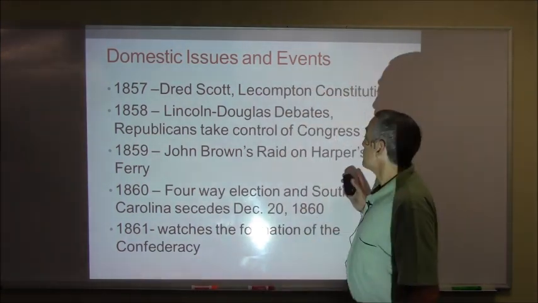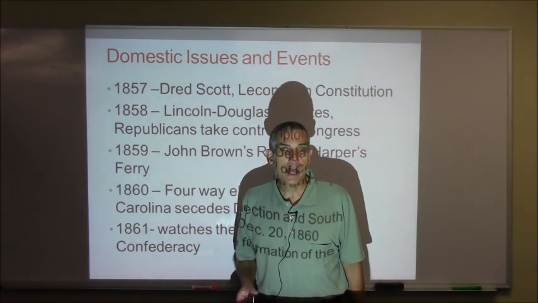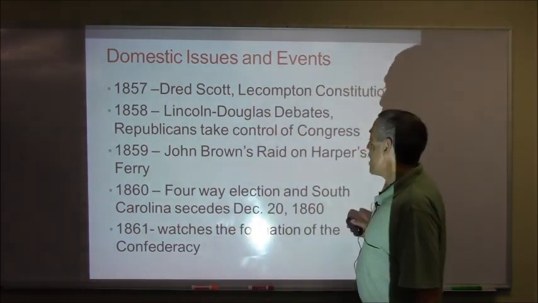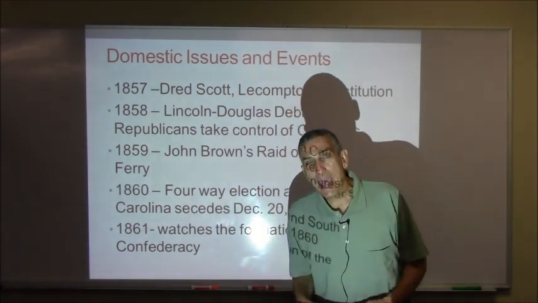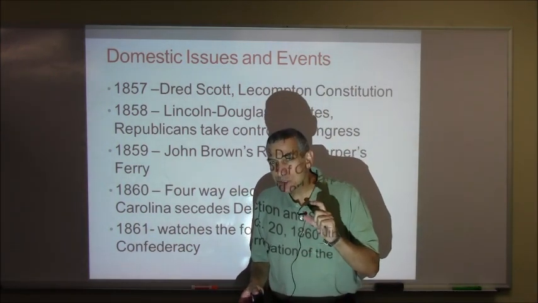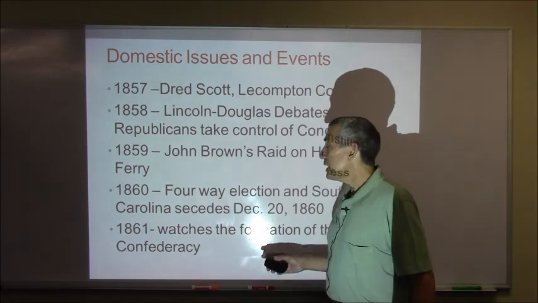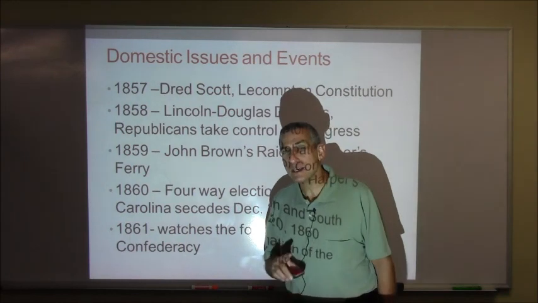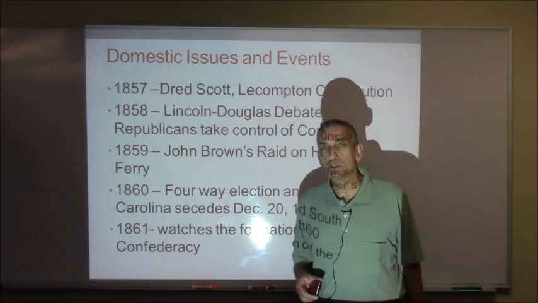In 1859, we have John Brown's raid on Harper's Ferry, in which he wants to arm slaves and cause a slave revolt. And who is he caught by? He's caught by Robert E. Lee. In 1860, we have the four-way presidential election, in which no candidate has a majority of the popular vote, and Lincoln is going to get a small majority of the electoral vote once everything is worked out. And as a result of that, he is going to be the 16th president of the United States. And right after Lincoln is elected, on December 20th, South Carolina secedes and begins the march to Civil War.